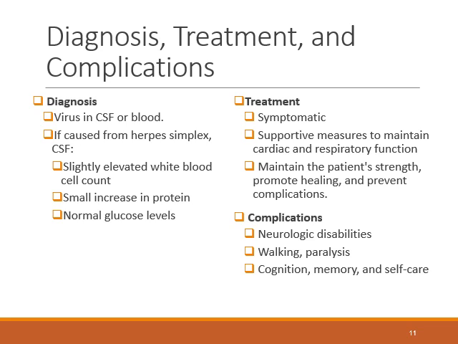Treatment is typically symptomatic but with support measures, once again: supporting the airway, supporting the oxygenation, and supporting the cardiac, meaning the heart and blood pressure. Maintaining the patient's strength, promoting healing, and preventing complications is our job as nurses. Complications: we could have neuro disabilities, problems walking, paralysis, cognitive issues, memory and self-care issues if this is not treated appropriately and promptly.